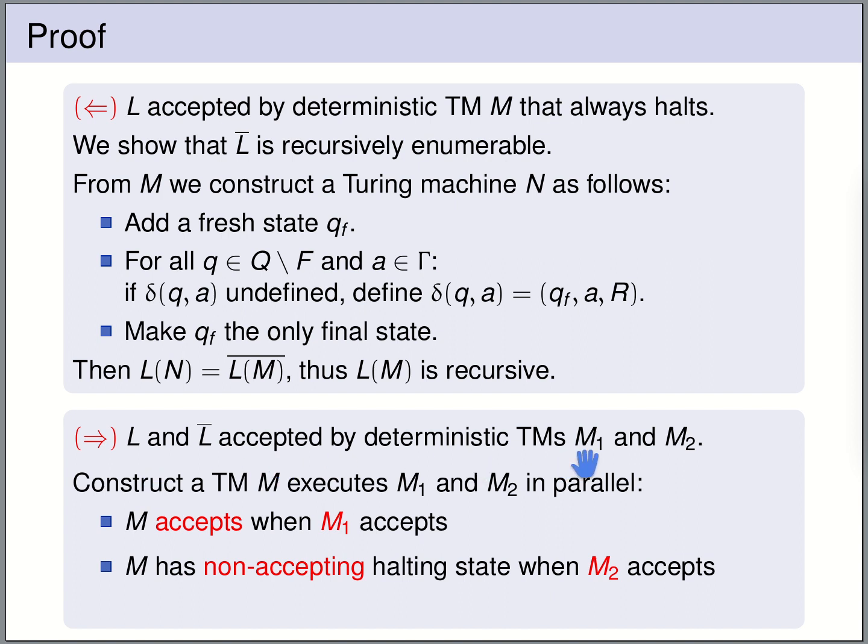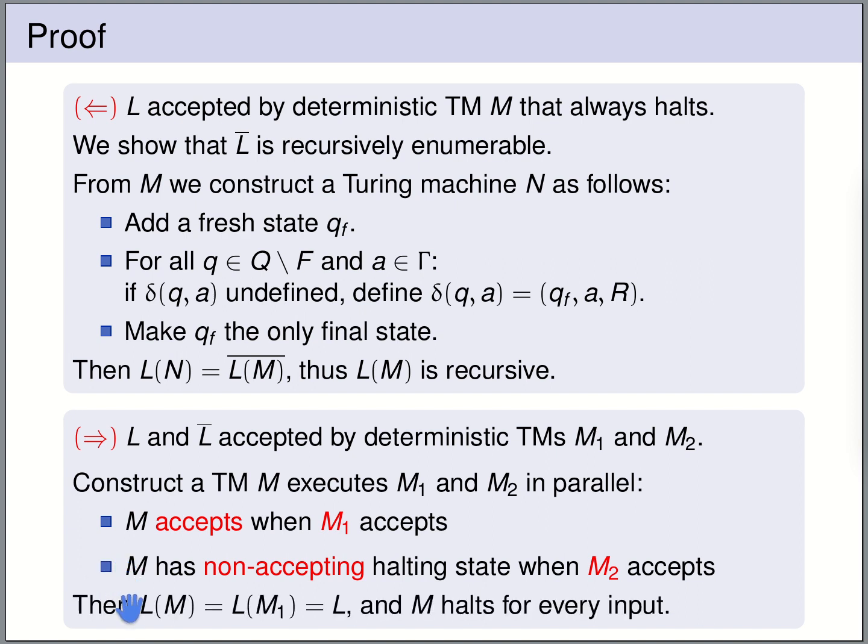Because our machine M1 accepts all the words in L, and our machine M2 accepts all the words that are not in L, for every input word either M1 or M2 will eventually accept. This means our machine M will eventually stop and reach a halting state. It is an accepting halting state if M1 accepts, and a rejecting halting state if M2 accepts. So the language of our new machine M is the language of M1, which is L, and our machine M terminates eventually for every input word.